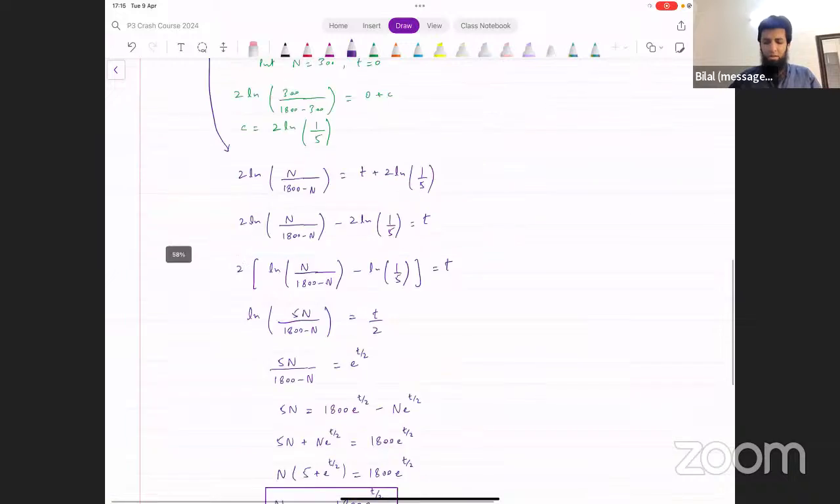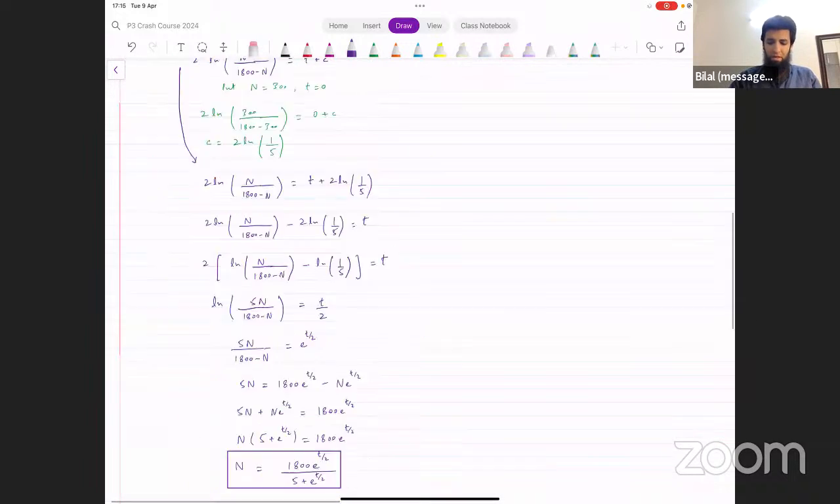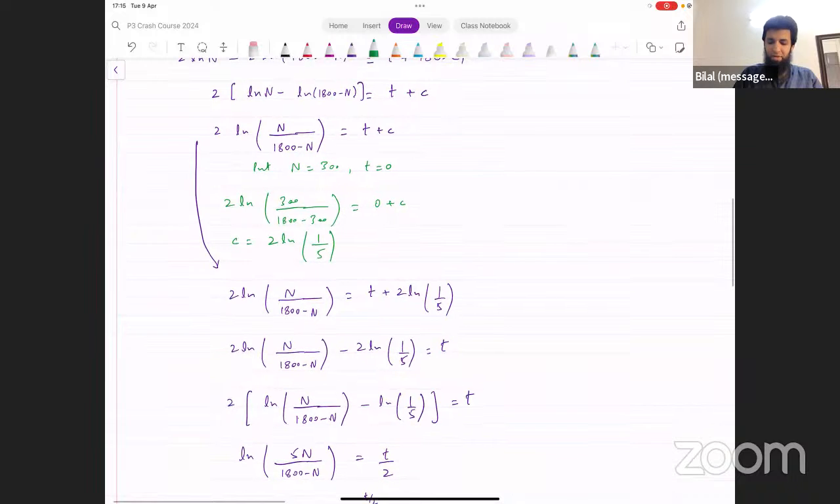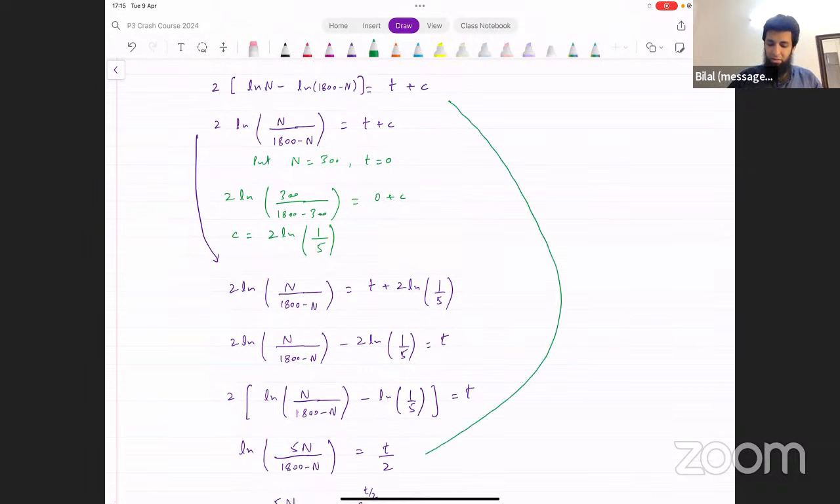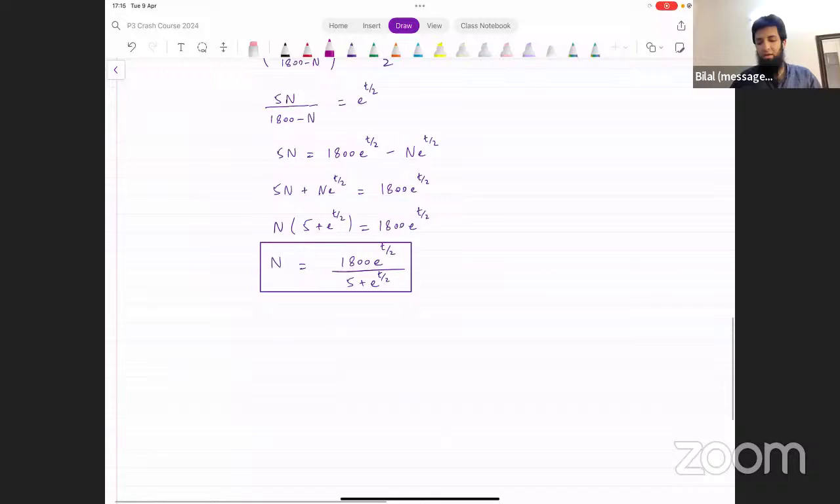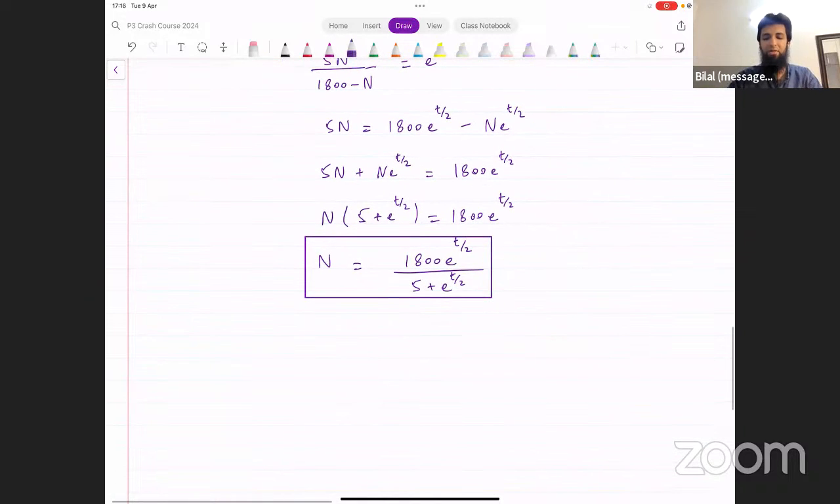Now it became slightly longer than what it should have been. We just did a couple of extra steps here. So if we found C right at this point, we could save 2-3 steps in this working, because we had to apply the log rule twice here. If we found the value of C first, then we could just get to this point directly. Okay, we could skip a couple of steps at least in the working, but that's what you get at the end. n equals 1800 e raised to the power t over 2 divided by 5 plus e raised to the power t over 2. Okay, now let's look at the next part.